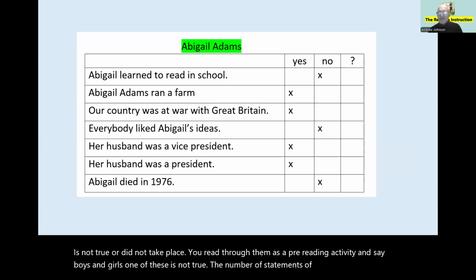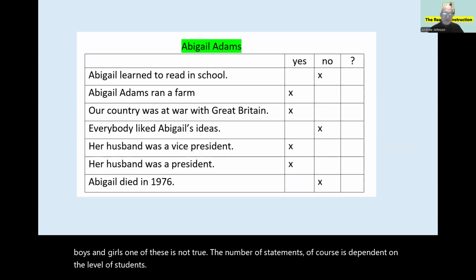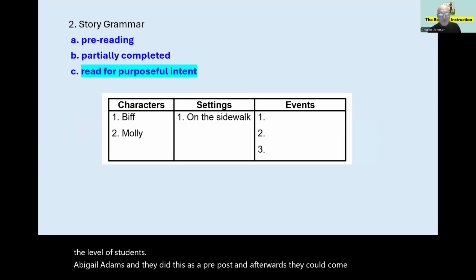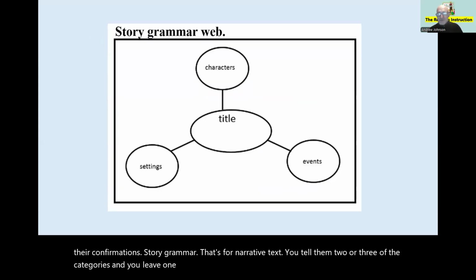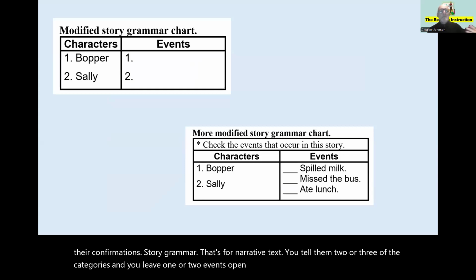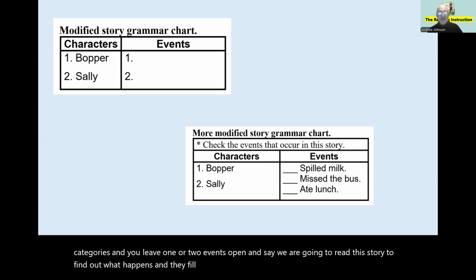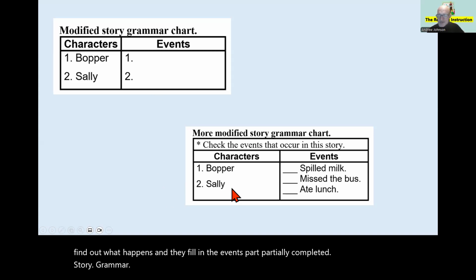Abigail Adams, and they did this as a pre-post, and afterwards they could come and correct their confirmations. Story grammar, that's for narrative text. You tell them two or three of the categories, and you leave one or two events open and say, we are going to read this story to find out what happens, and they fill in the events part, partially completed. These are all modified story grammar charts that can be used with emergent levels. Here I have the characters, and I'm just looking for two events. This is modified characters, and they have to check the events that occurred.